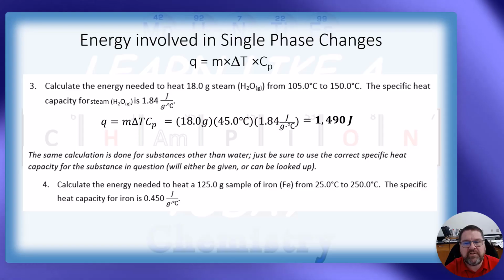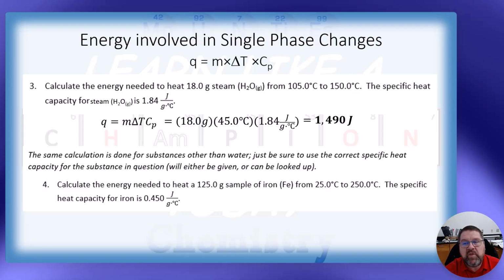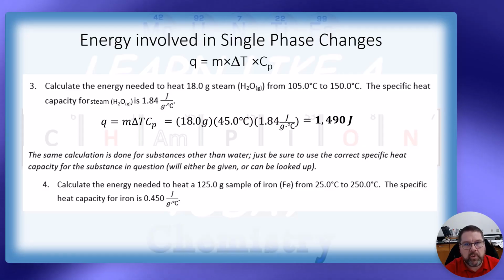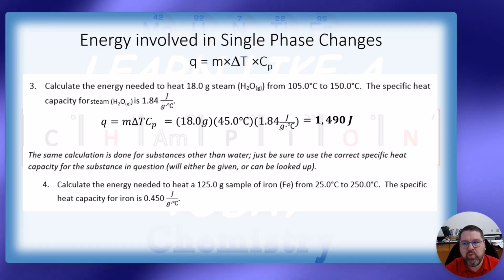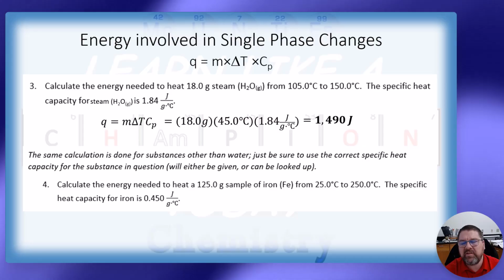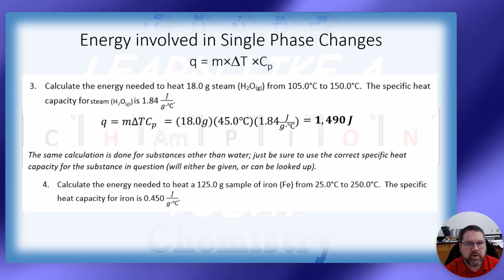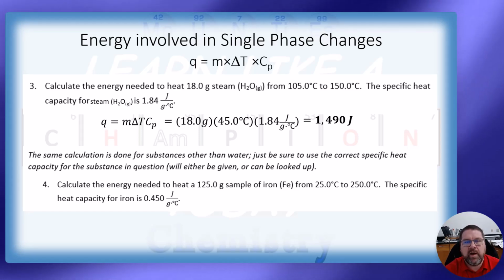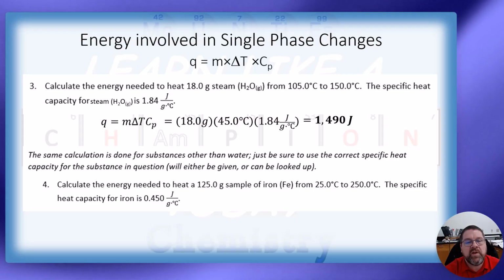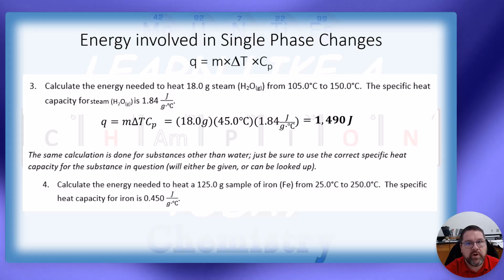But in this one, calculate the energy needed to heat a 125.0 gram sample of iron from 25 degrees Celsius to 250 degrees Celsius. Now, iron, we're familiar with iron. At room temp, we know it's a solid. Most metals typically have higher melting points, and so 250 degrees Celsius is not cool, but it's also not extraordinarily hot as far as metals go. So we would predict, and we could look up what its melting point is, but we would predict that it's still going to be a solid. Specific heat capacity for iron in the solid state is 0.450 joules per gram Celsius degree.